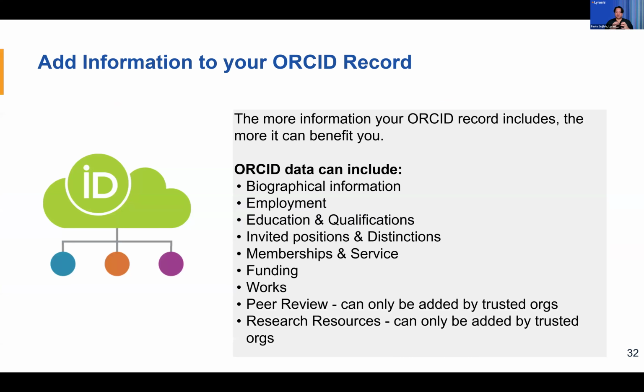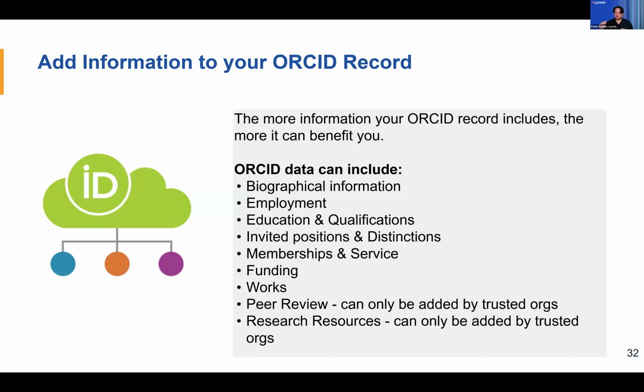So, adding information to your ORCID record. These are the different sections where you can add information to your ORCID record: your biographical information, employment, education and qualifications, invited positions and distinctions, memberships and service, funding, and works. The last two sections here, the peer review and research resources, are only able to be added by trusted organizations.